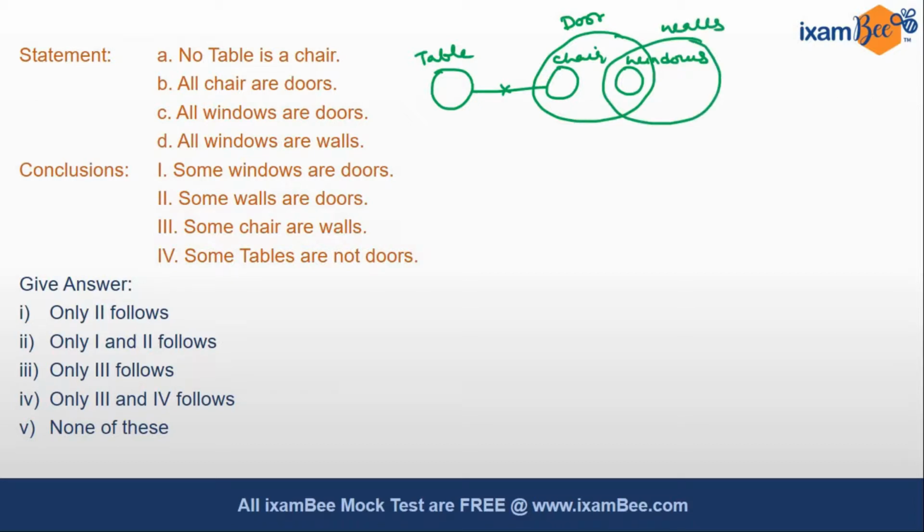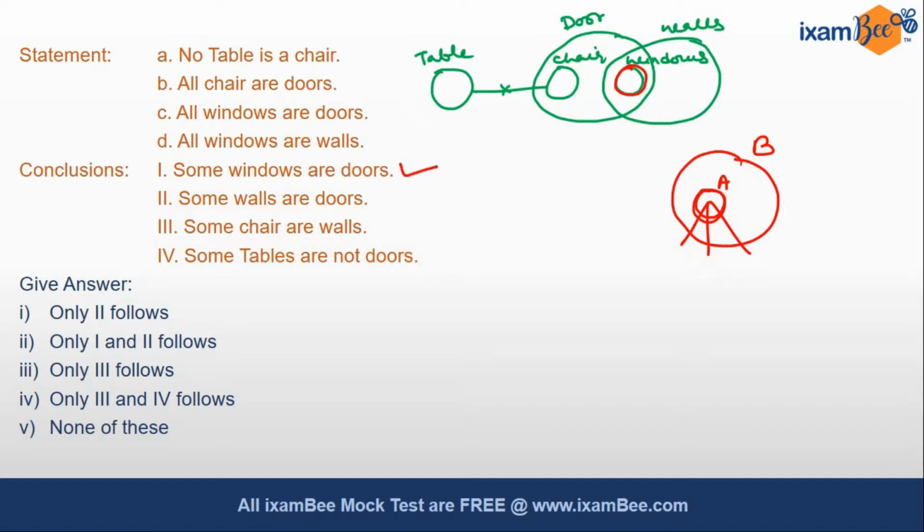Let's get back to the conclusions. The first conclusion says some windows are doors. So as we mentioned, friends, if the whole of a part is something, then some of that part will also be that thing. For example, suppose there is A and the whole of A is B. Whenever the whole of A is B, definitely some parts of it will also be B, as we have seen in the previous example. So this conclusion that some windows are doors is definitely true.